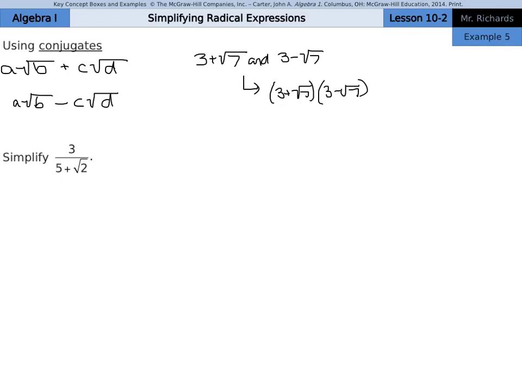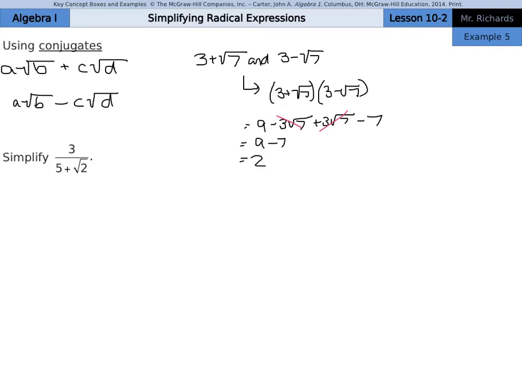If you were just to FOIL these out, 3 times 3 is 9. 3 times the negative square root of 7 is minus 3 square roots of 7. 3 times the positive square root of 7 is plus 3 square roots of 7. And then lastly, the square root of 7 times the negative square root of 7 is going to be minus 7. Now, these happen to cancel out. Minus 3 square roots of 7 plus 3 square roots of 7 cancels. And so we're left with just 9 minus 7, which is 2. Notice how the square roots, or radicals, went away.